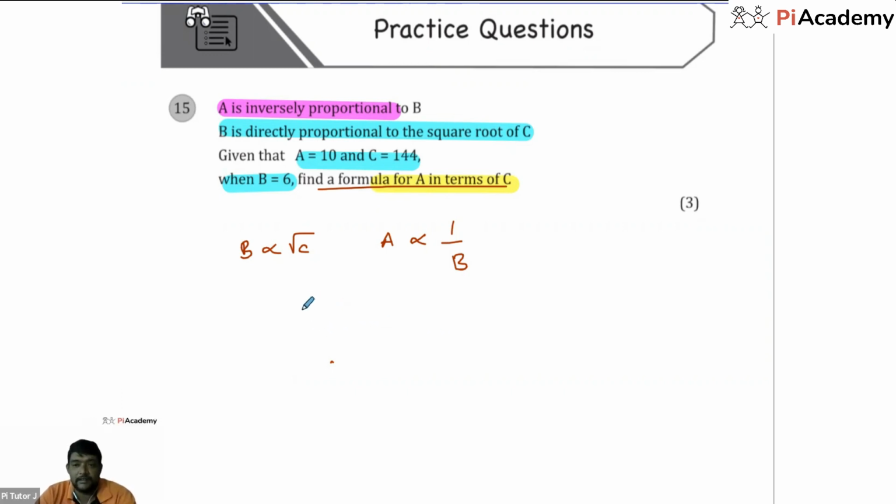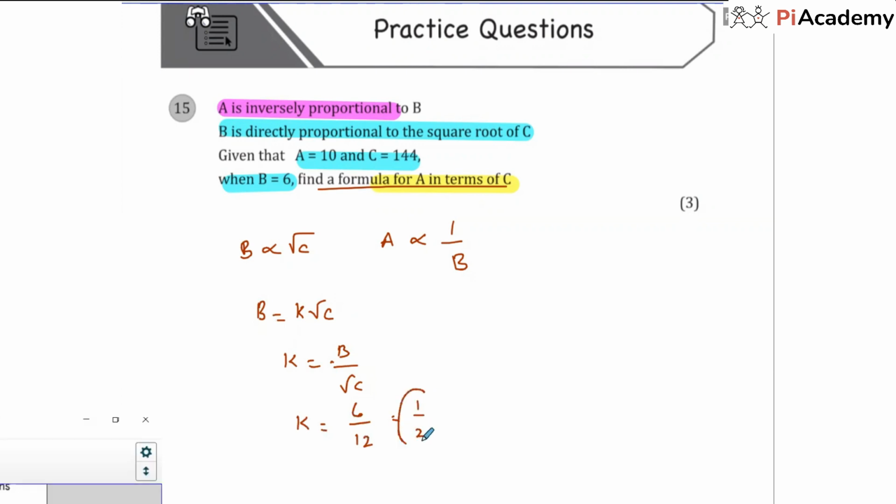So basically, B is directly proportional to root C. So B equals K root C, so K would equal B over root C. So you substitute in the values 6 and root 144. So K equals 6 over 12, which is equal to a half.